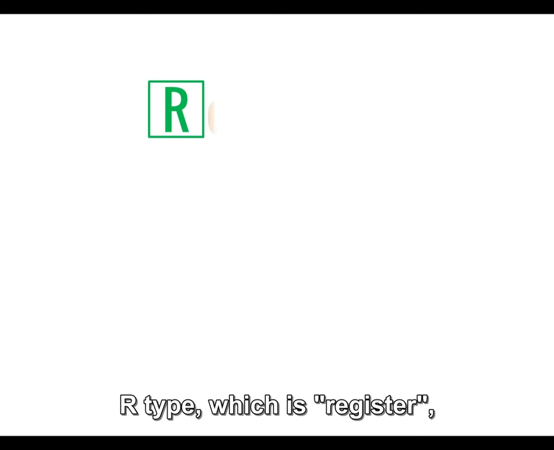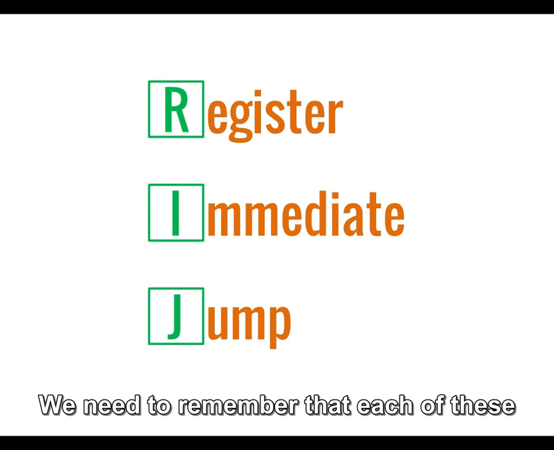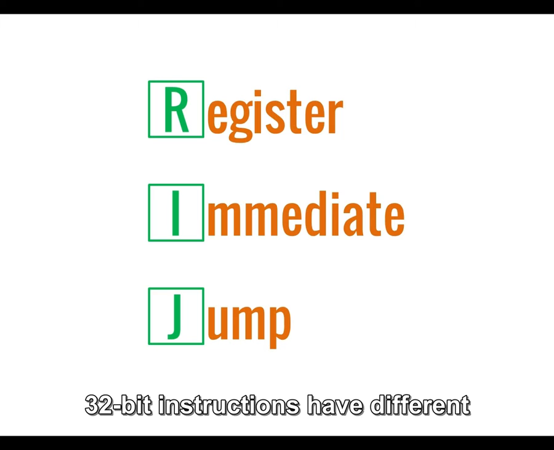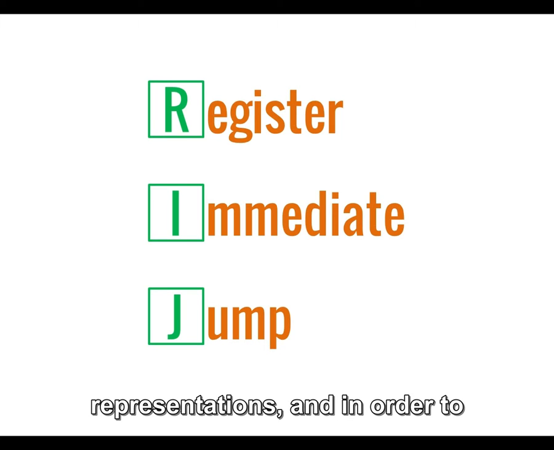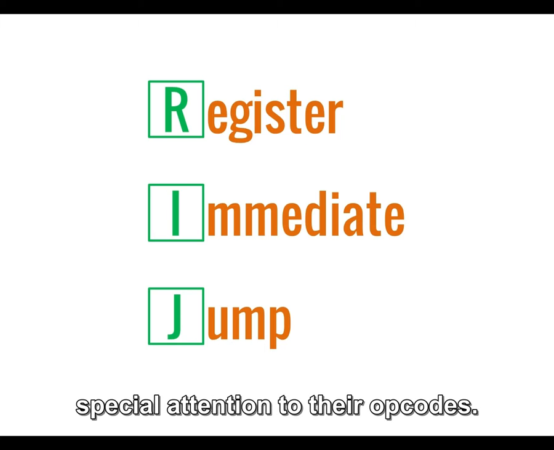We'll be looking at three different types of instructions: R-type, which is register, I-type, which is immediate, and J-type, which is jump. We need to remember that each of these 32-bit instructions have different representations, and in order to differentiate between which instructions we are working with, we need to pay special attention to their opcodes.